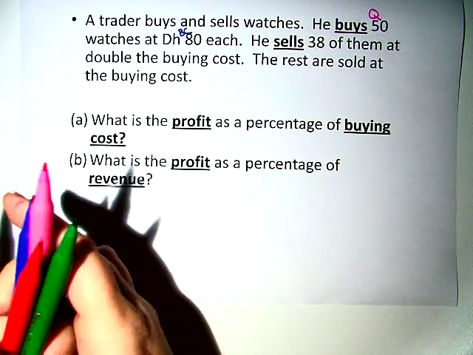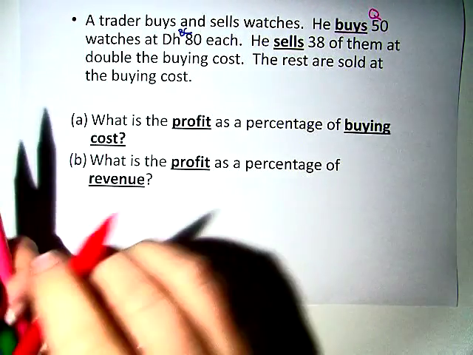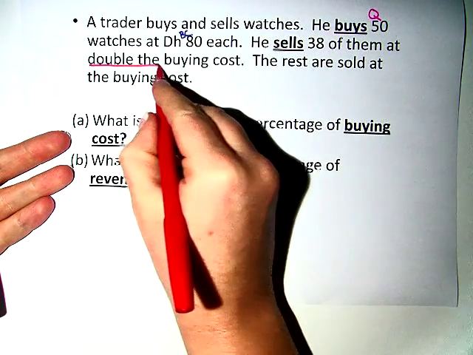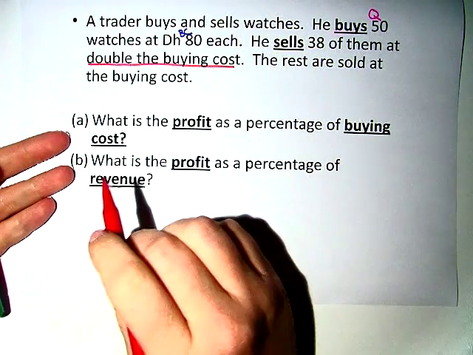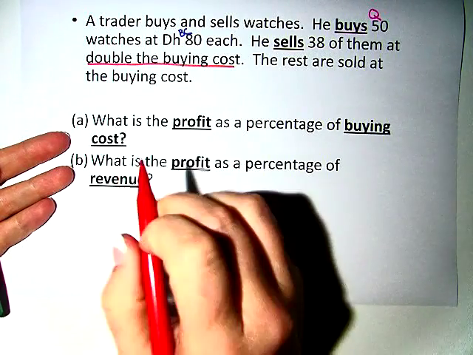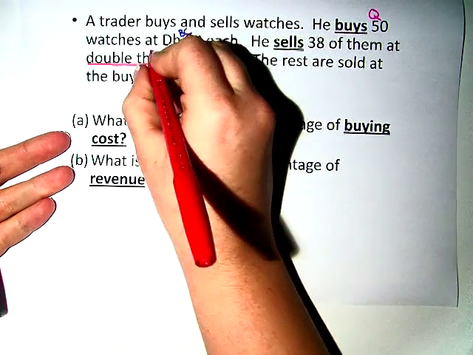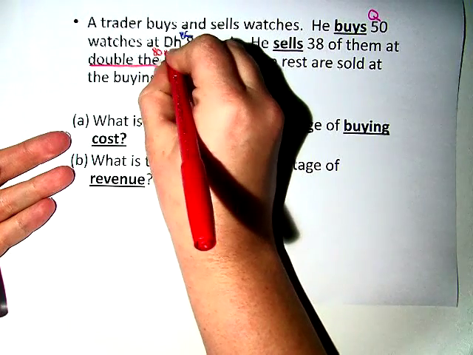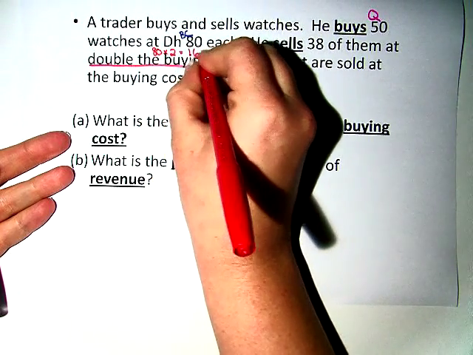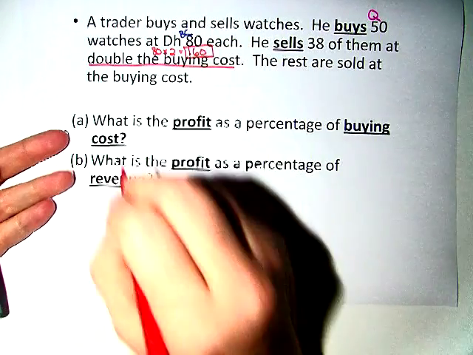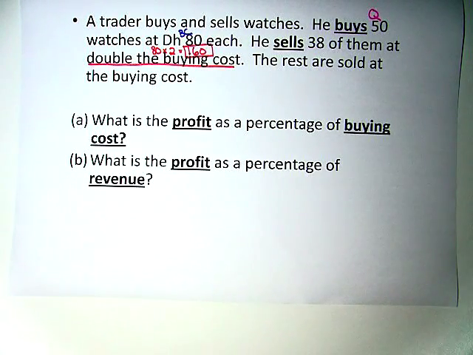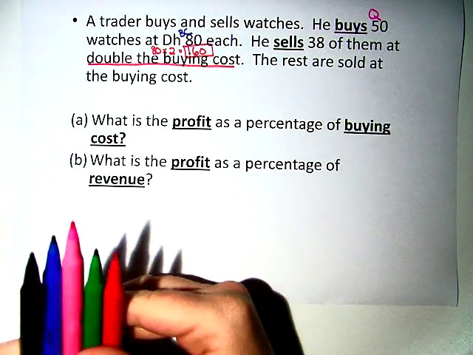He sells 38 of them at double the buying cost. Okay, double the buying cost. The rest are sold at buying cost. Well, if the buying cost is 80 dirhams and it's double the buying cost, then 80 times 2 is 160. That means that he sells 38 of them at 160. So what is the profit as a percentage of buying cost?